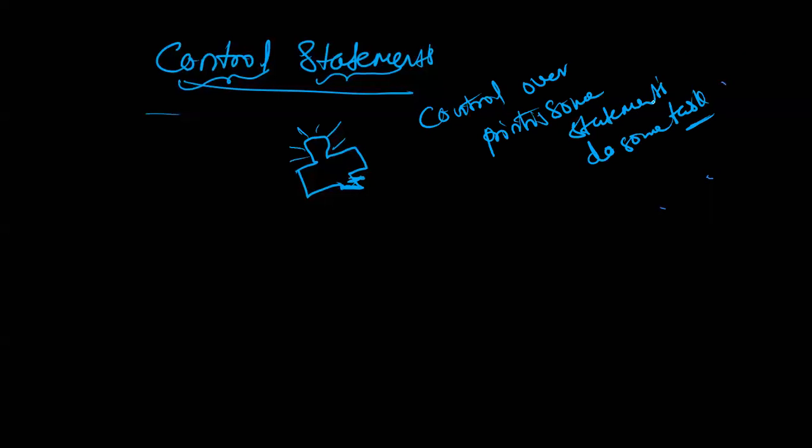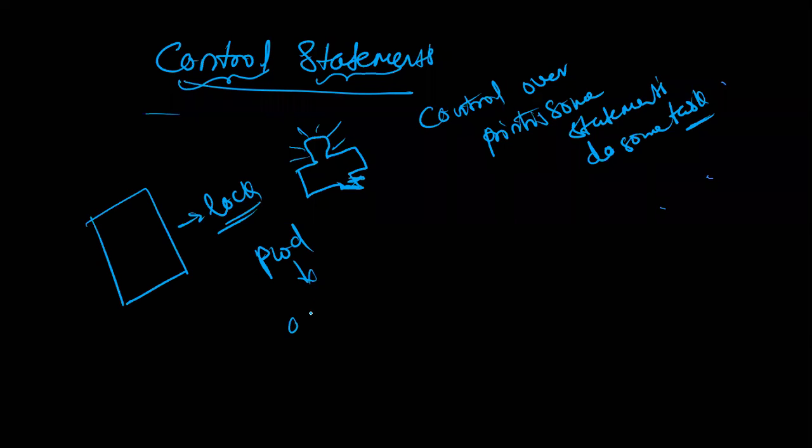For example, take a smartphone. In your smartphone, you have a lock. When will that lock open? For example, you have given a password, say the password is ABCD. Then you are entering a password. If the entered password matches this password, then only the lock will be open. Otherwise, the lock will not open. So we have a control.